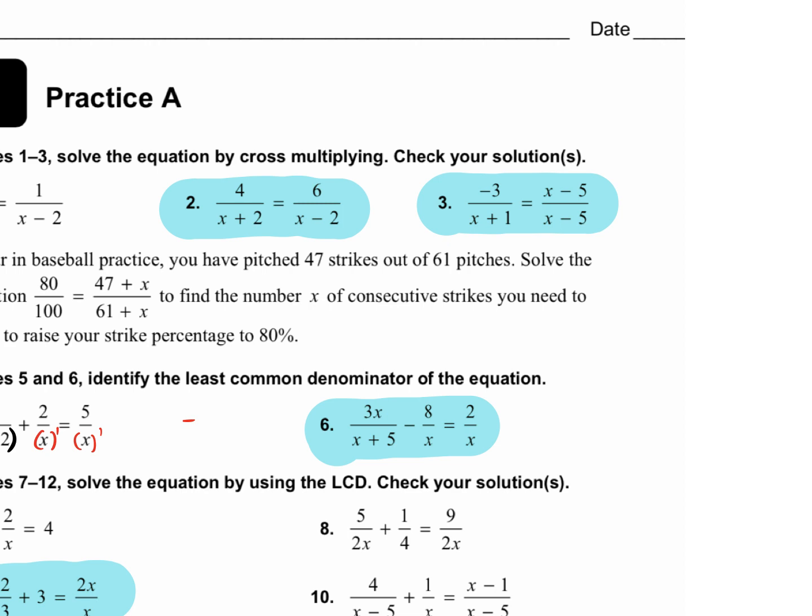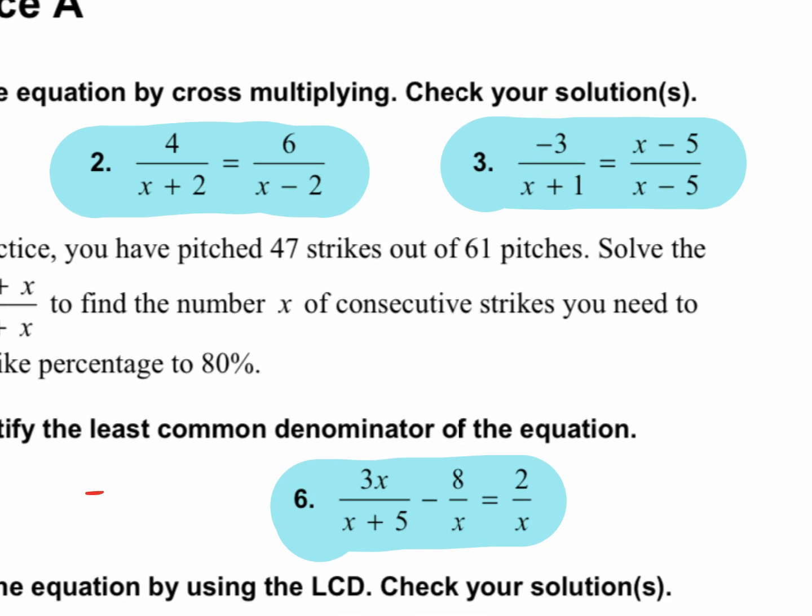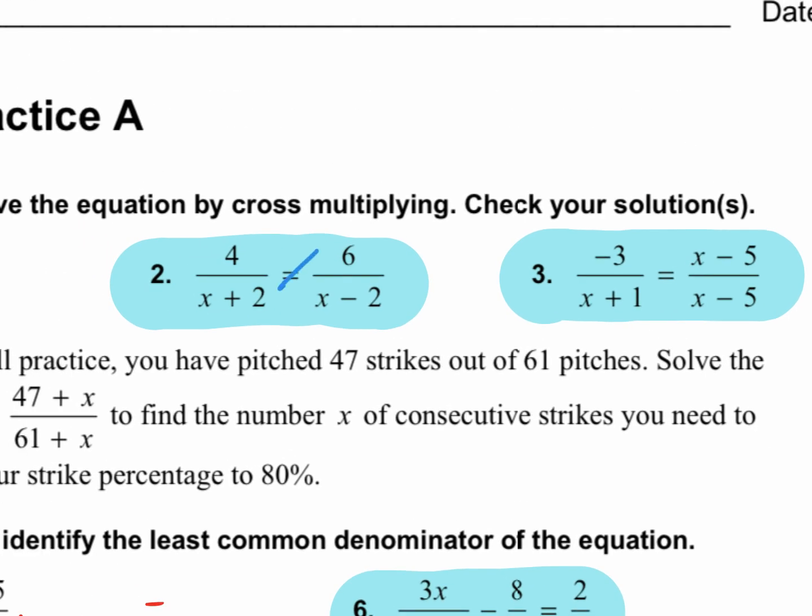All right, these first two, we love these two kinds of problems. Why do we like 2 and 3? You can just cross multiply. Why can we just cross multiply? Because it's a fraction equals a fraction. So I'm going to cross multiply. I'm going to do it up here. So I have 4 times x minus 2 equals 6 times x plus 2.